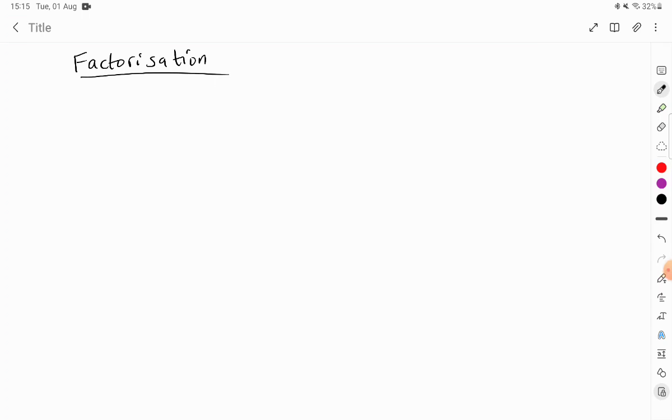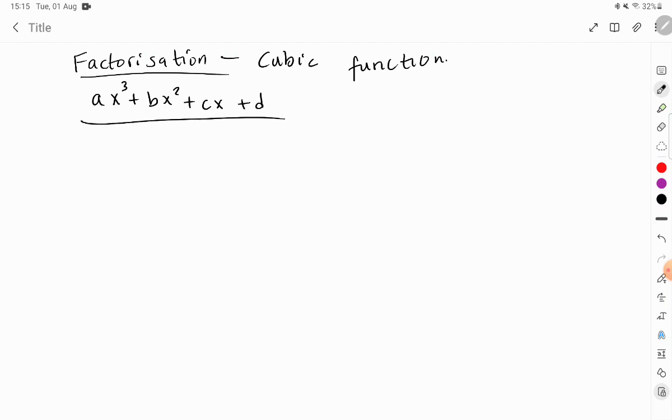But yeah, today we're looking at factorization, more specifically factorization of cubic functions. So we're going to be looking at cubic functions. Just a reminder of how cubic functions look. Cubic functions are in the form ax cubed plus bx squared plus cx plus d. So they're always in this form, right?